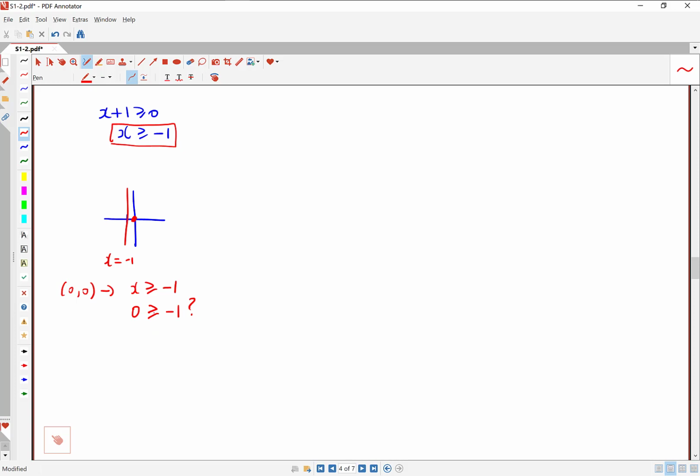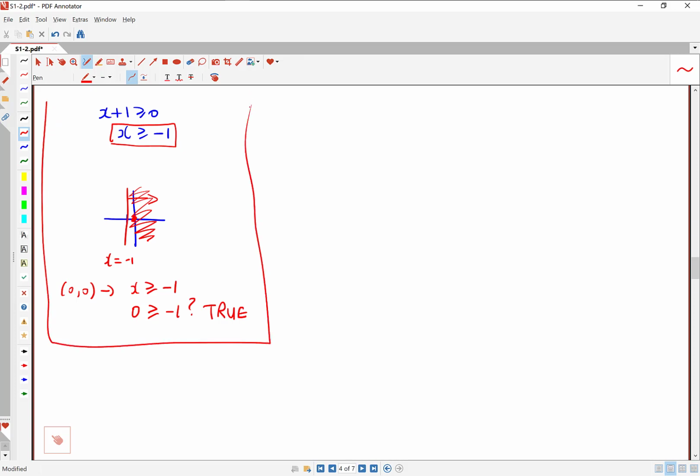And we're asking the question as to whether this is true or false. Yes, 0 is greater than or equal to -1. That's true. So that tells us that we want to go in the direction of the point 0, 0. So all these points here are getting shaded. So that was just our first inequality. We're going to do the same thing for the other two inequalities, and then we're going to put it all together into a single graph.